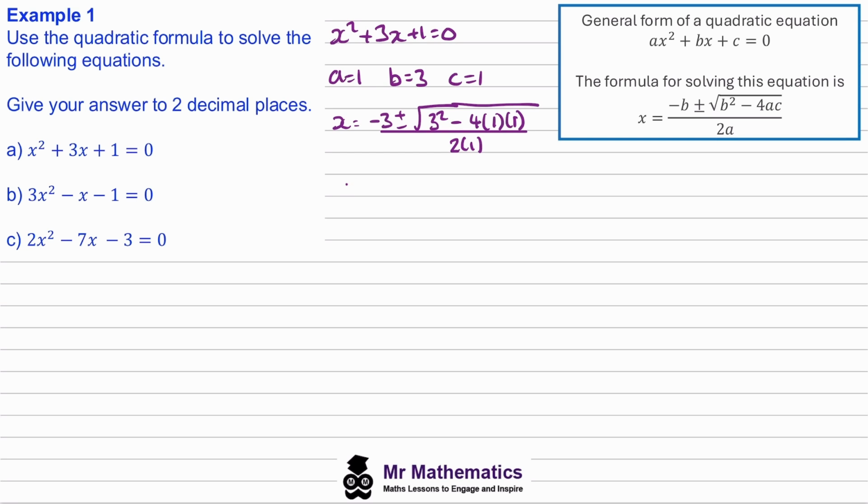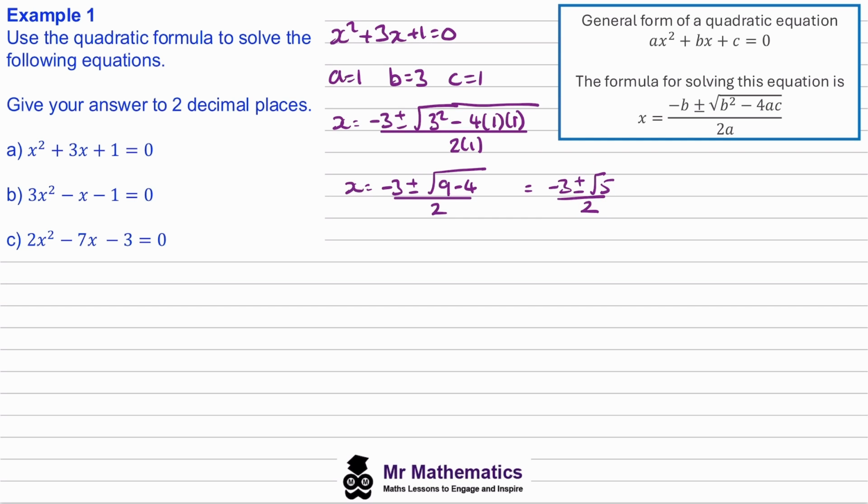We can work this out. We've got negative 3. Then we have the square root of 3 squared, which is 9, and 4 times 1 times 1 is 4, over 2. So minus 3 plus or minus the square root of 5 over 2. And we need to give our answer to 2 decimal places.